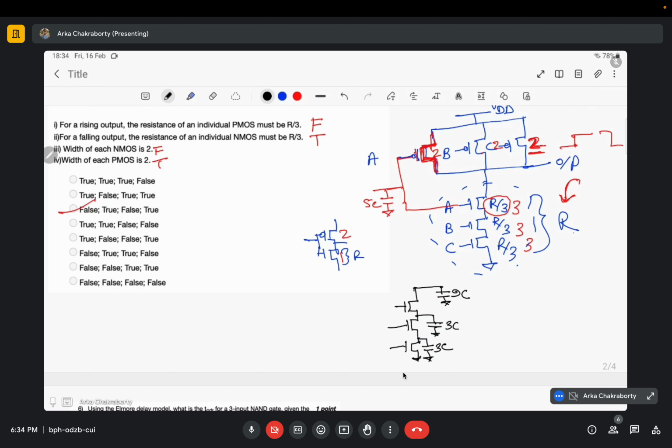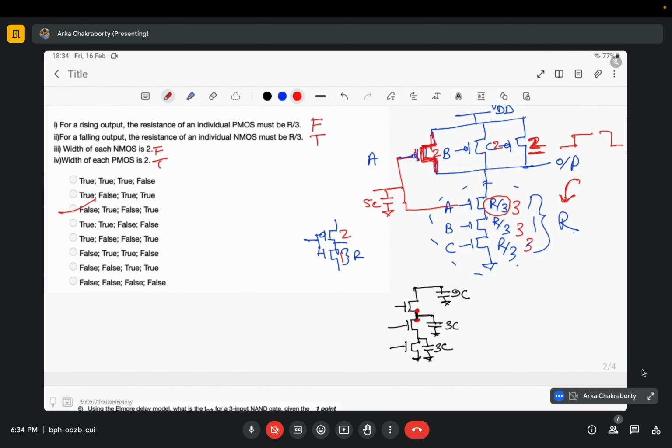Now one more thing: why is it 3C and not 6C? Sir has explained in the class. Anyone? Because there are two terminals, the source of this one and the drain of this one, so there should be two capacitance terms, right? 3C plus 3C. Why am I only considering one 3C? Anyone?